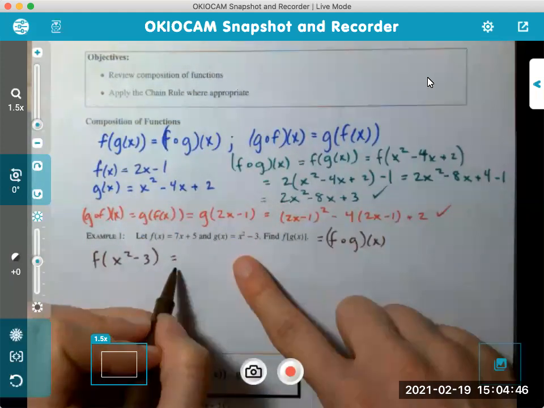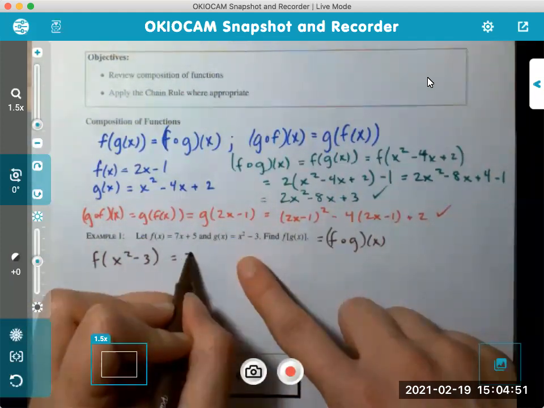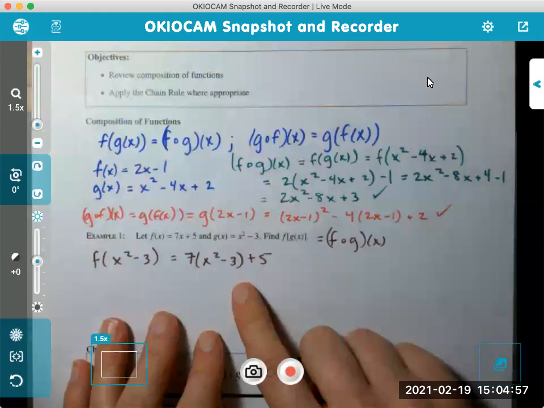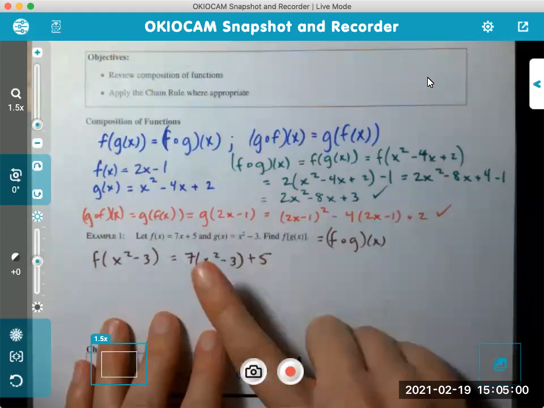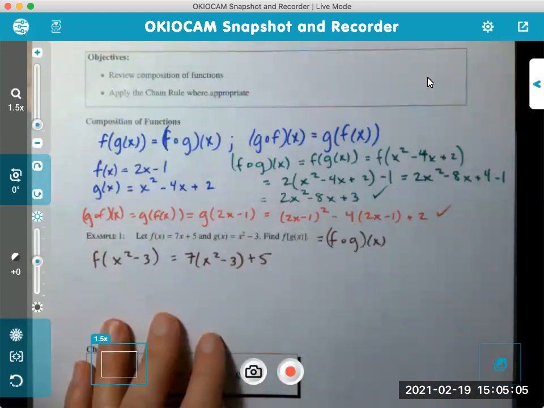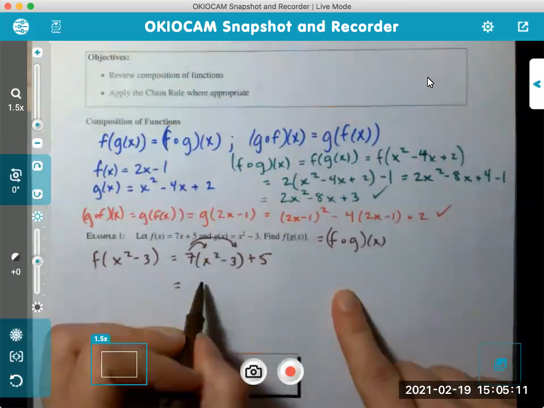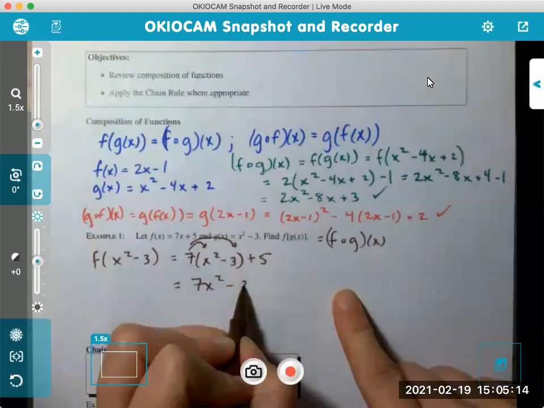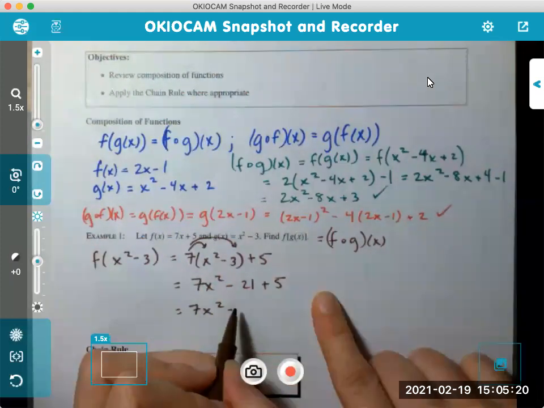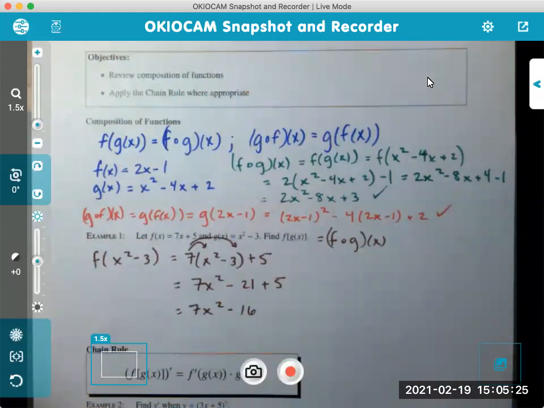Now, as mentioned, we're putting g into f wherever there's an x. So it's 7 times x squared minus 3 plus 5. Hopefully after practice with the difference quotient, this feels a little easy or like old hat. But in any case, here we just distribute the 7 and then combine like terms. 7x squared minus 21 plus 5 equals 7x squared minus 16. And that's it. That is f of g of x.